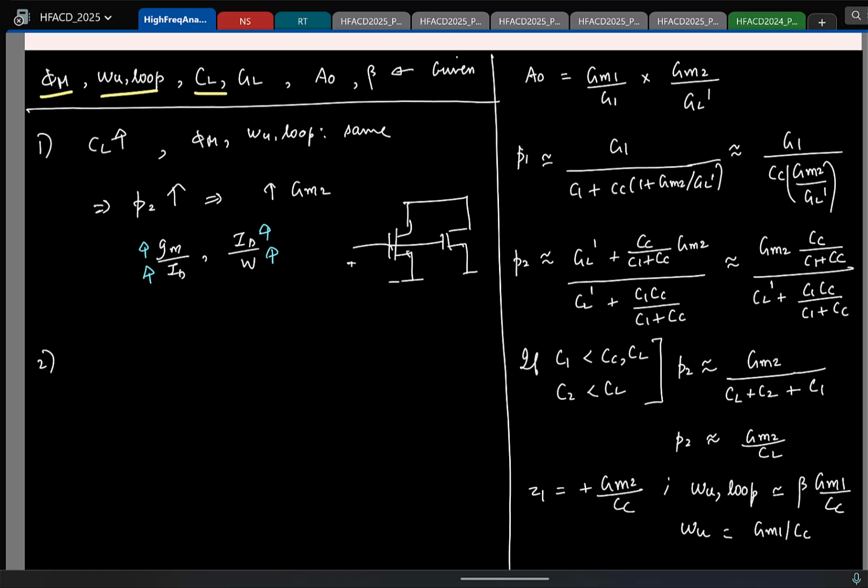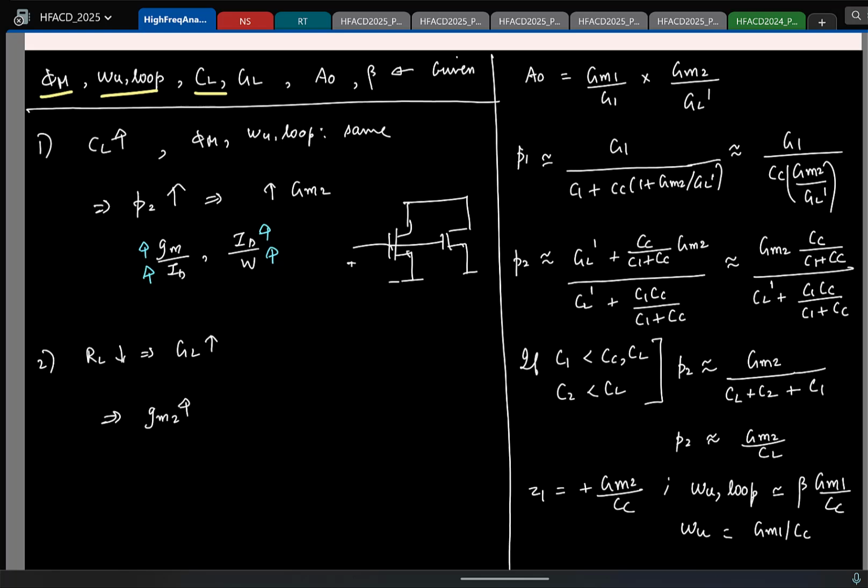And similarly, let us say you find that you now want to drive a smaller RL, which means the load conductance increases. If GL increases, what changes here? What can you say about the gain? DC gain increases or reduces? To counter this, what should you do again? I have to increase GM2. That's the only way. So once again, you have to increase GM2.